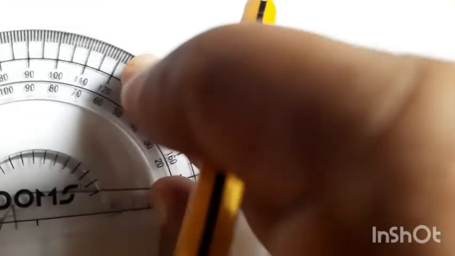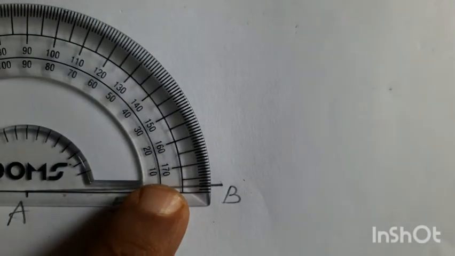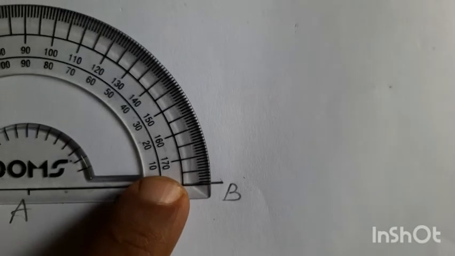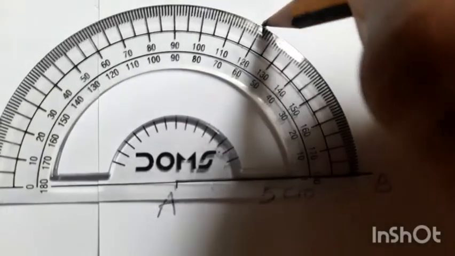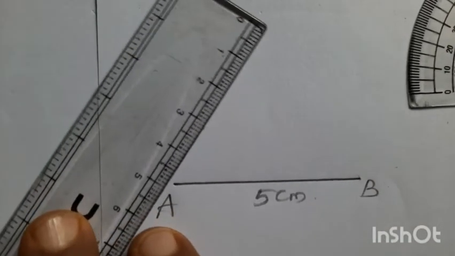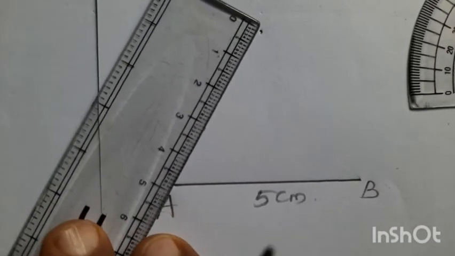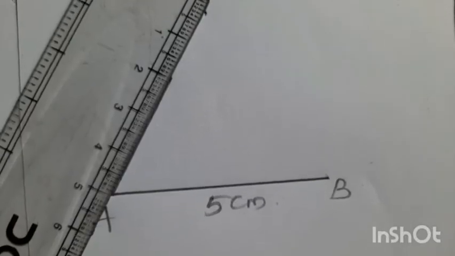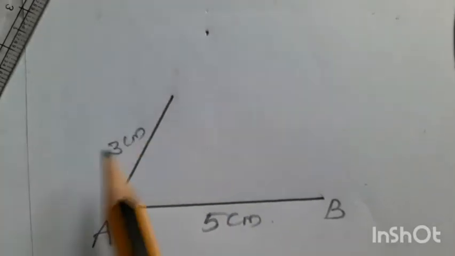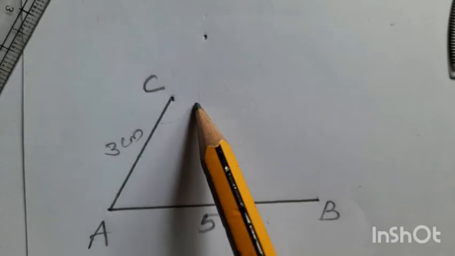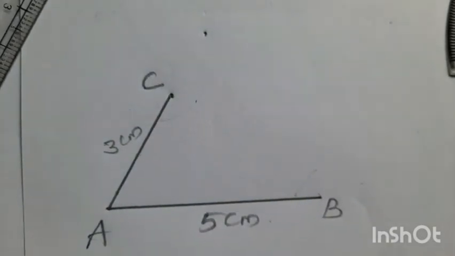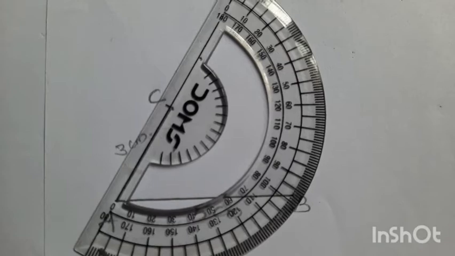From A take angle 60 degree. Then draw a line of 3 centimeter. Draw a line of 3 centimeter and give the name C till here. Next we are drawing 100 degree from this end and 80 degree from this side. 100 degree you have to mark it.